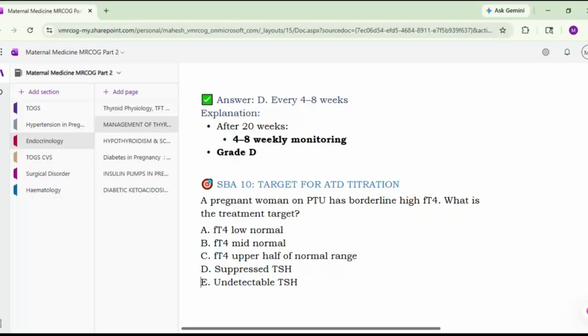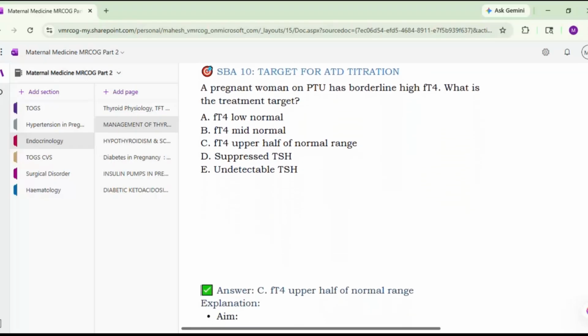So if you have hypothyroidism, which requires LT4 treatment, levothyroxine, you will go by TSH. You will target the TSH below 2.5 or the pregnancy-specific range, and that should be in the lower half of the normal range. If you have hyperthyroidism, you will monitor FT4 and it should be in the upper half of the normal range. You got it? Okay, next.